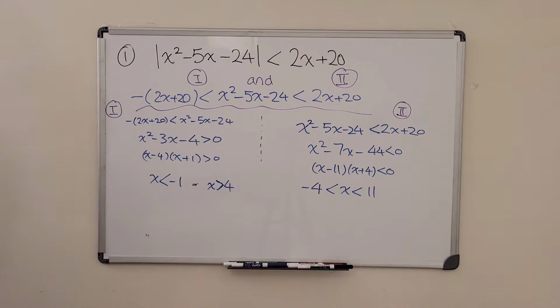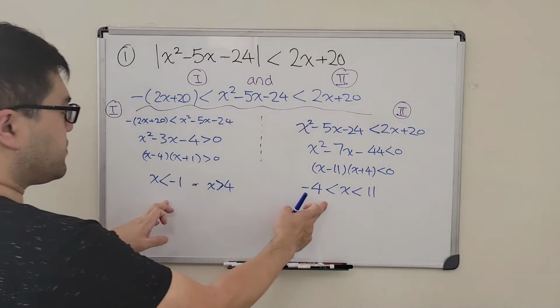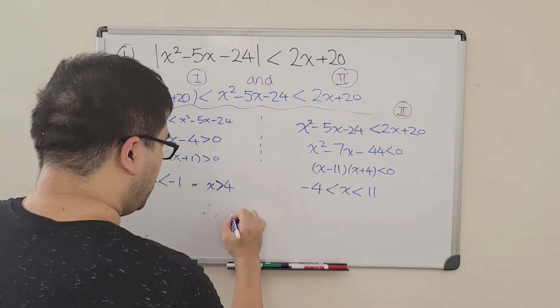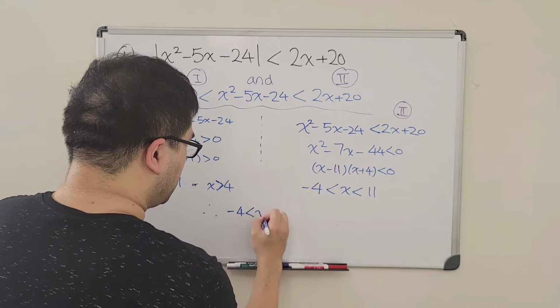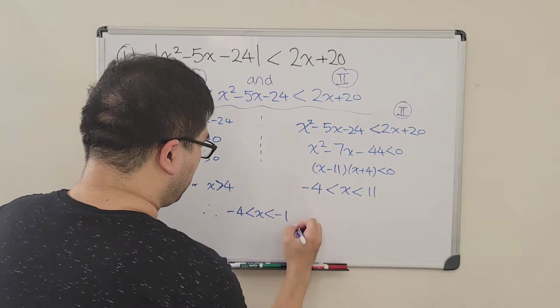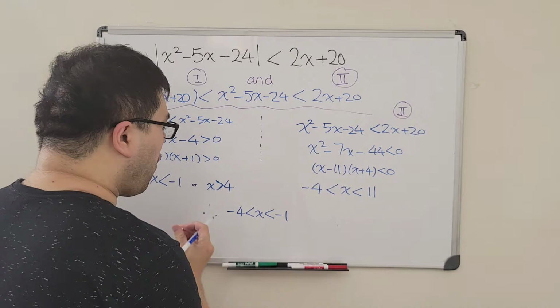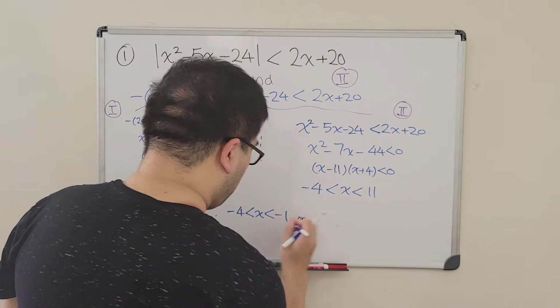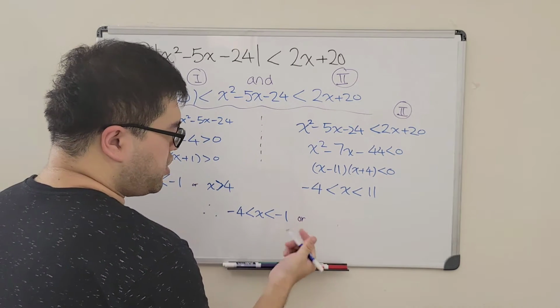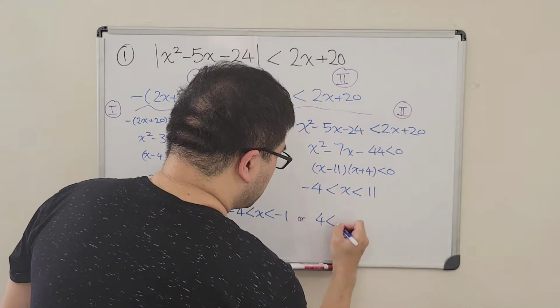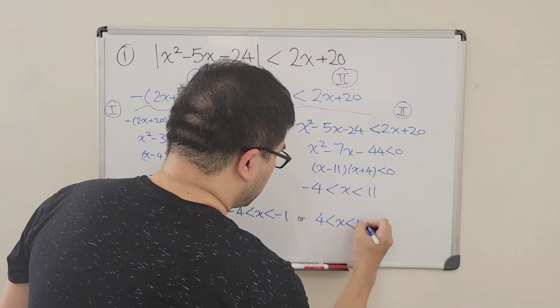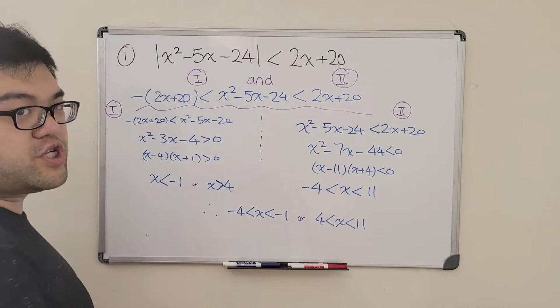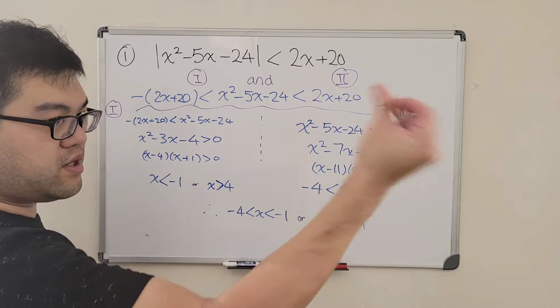Great. So if we look at these two conditions here, we have negative 4 is strictly less than x, strictly less than negative 1, or, you can put a comma here, 4 is strictly less than x, strictly less than 11. Now we are going to jump into the second inequality.